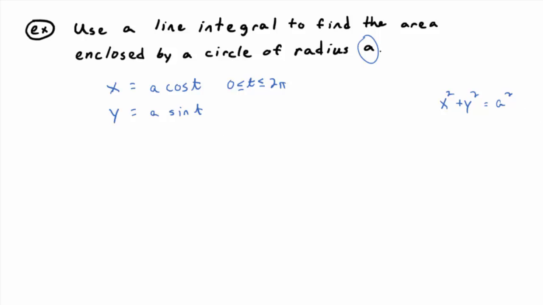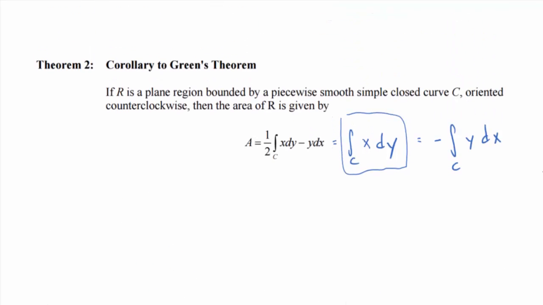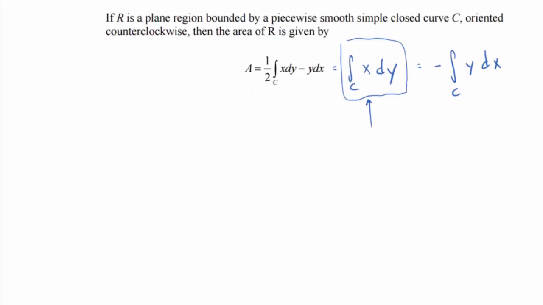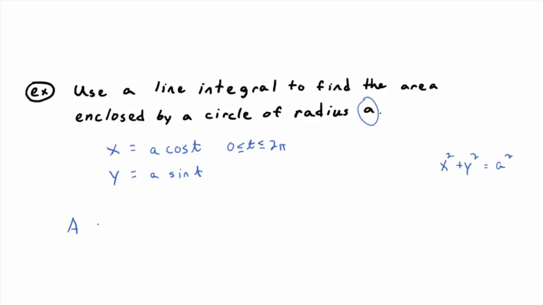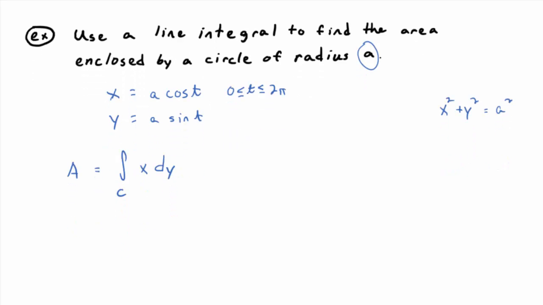So which one of these formulas do you want to use? I'm thinking this one's kind of nice because it doesn't have two terms in it. It doesn't have a negative, right? So the integral over c of x dy is the area formula I want to use here. Okay, so this is differential form. I like differential form, you guys, because all you have to remember when it's in differential form is write everything in terms of t, right?